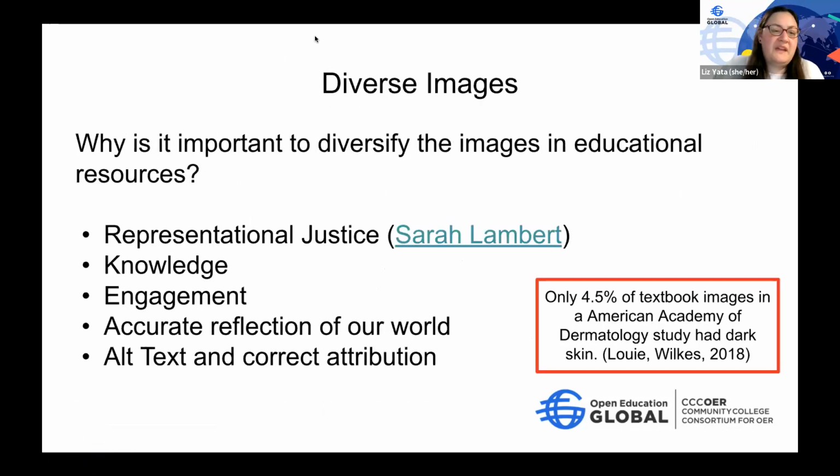So you may think, well, that sounds good, but how do we do that? So one way is to diversify your images. And this is important for several reasons. One is representational justice.